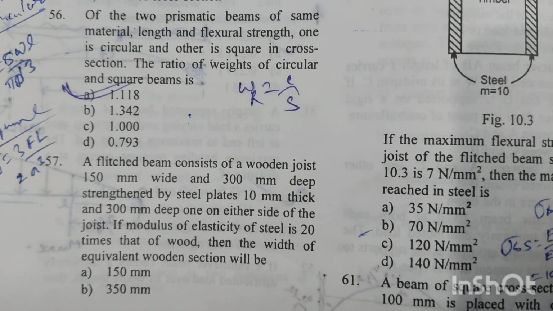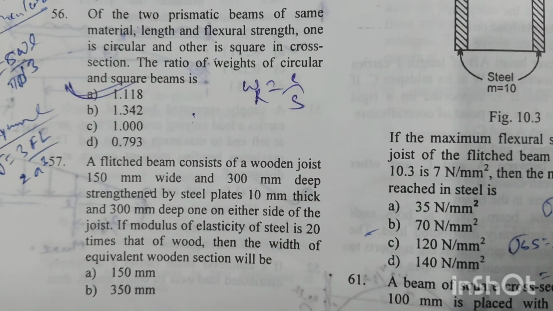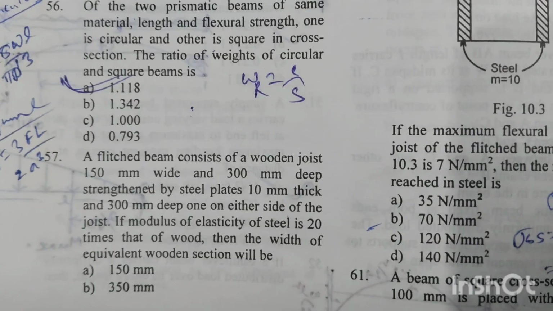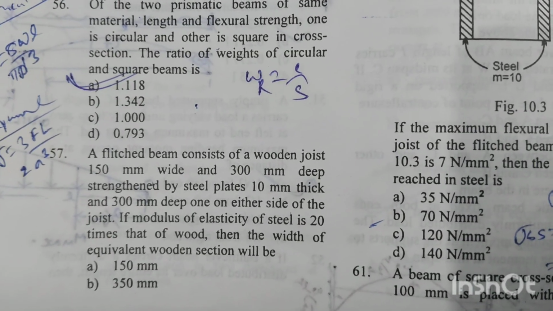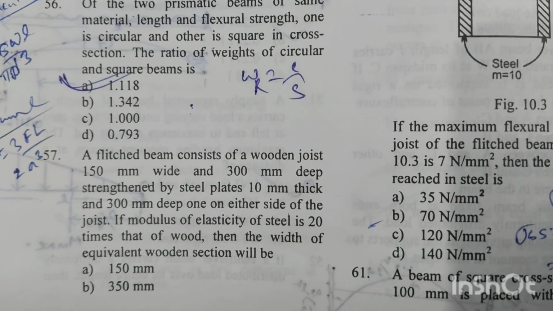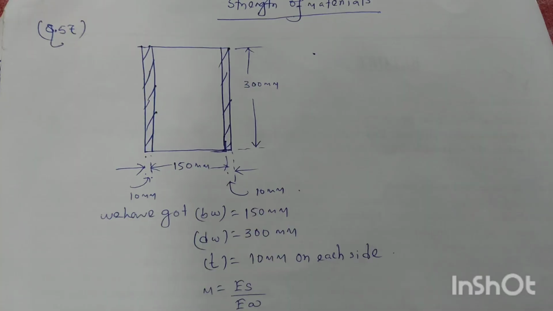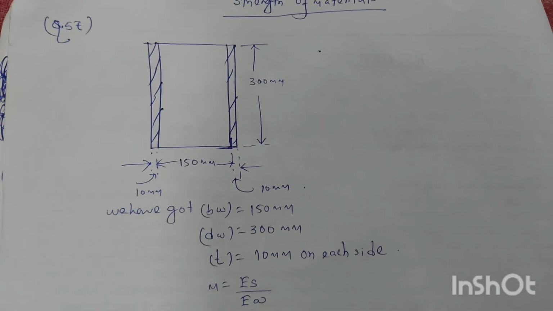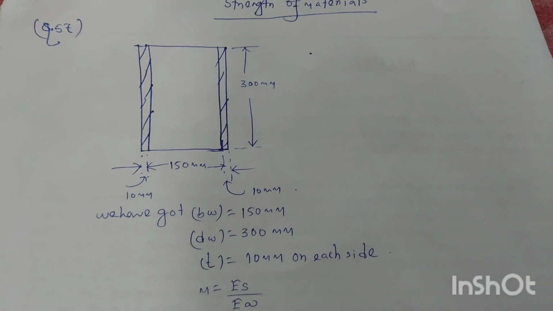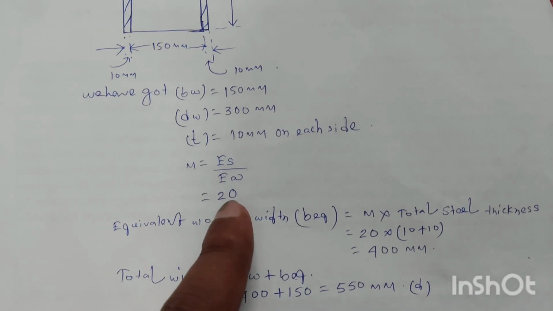Question number 57. A flexed beam consists of a wooden joist 150 mm wide and 300 mm deep, strengthened by steel plates of 10 mm thick and 300 mm deep, one on either side of the joist. If the modulus of elasticity of steel is 20 times that of wood, then the width of the equivalent wooden section will be? We also know the formula of modular ratio is equal to ES by EW. ES is the modulus of elasticity of steel and EW is the modulus of elasticity of wood. And M is equal to 20 given in the question.